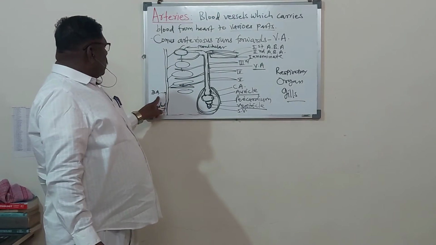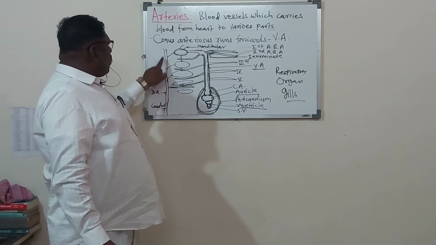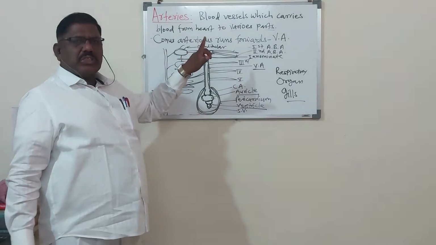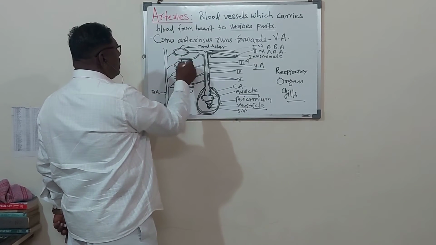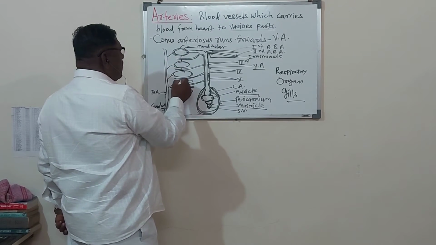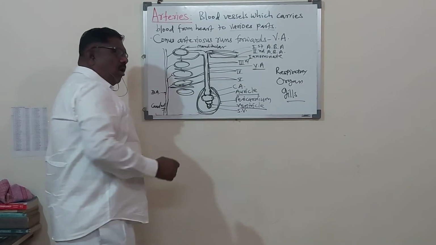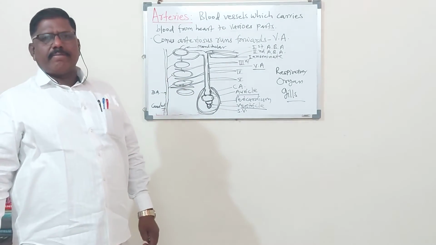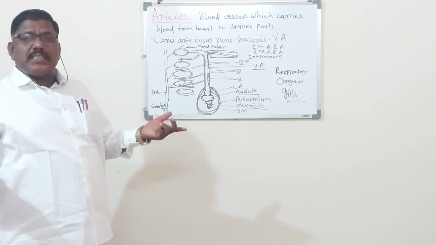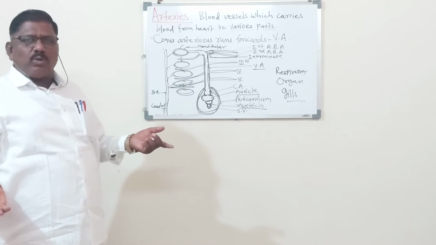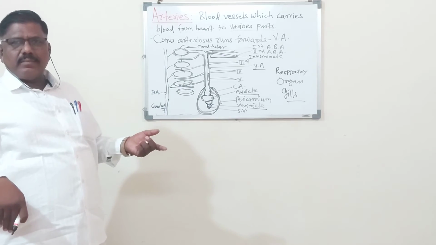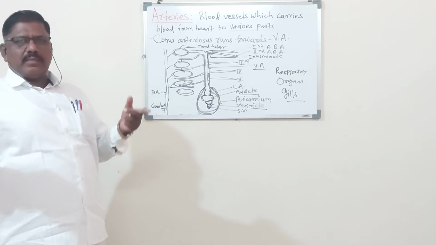Here is the dorsal aorta, and from the dorsal aorta different arteries arise. Here these are the gill clefts, the organs of respiration, where exchange of gases takes place. Carbon dioxide is expelled outside, oxygen is taken inside, and the system is functioning.